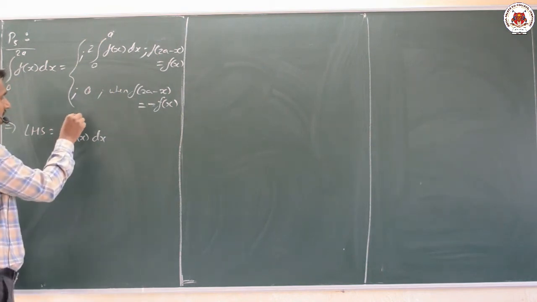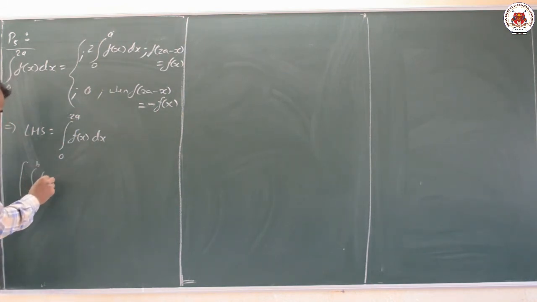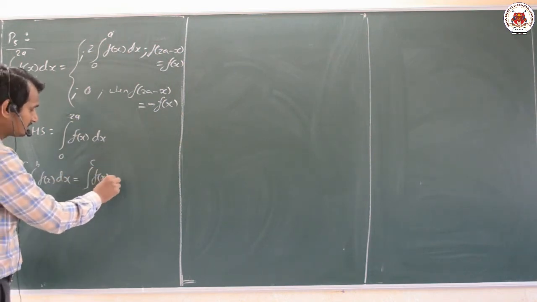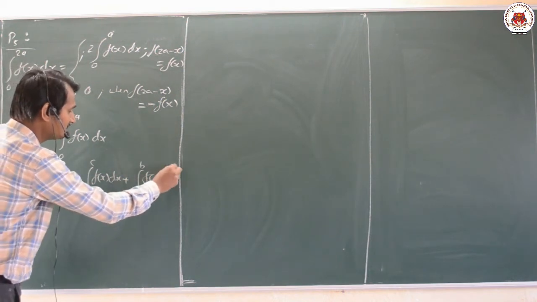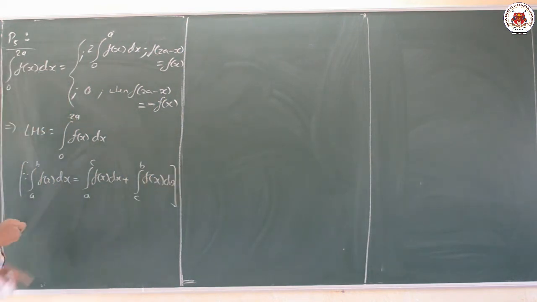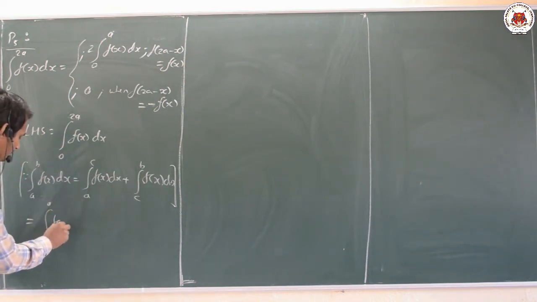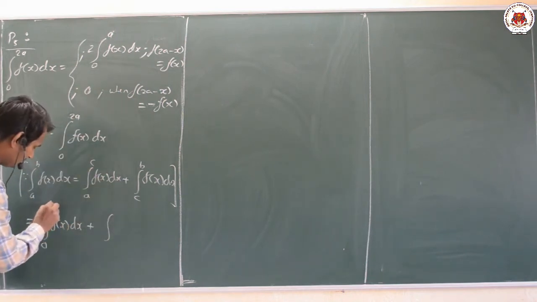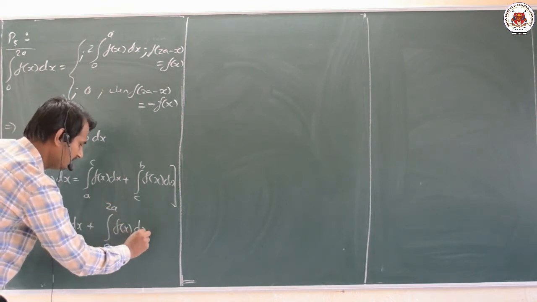That means here I will make use of the property: the integral from a to b of f of x dx equals the integral from a to c of f of x dx plus the integral from c to b of f of x dx. This particular property we will make use of. According to this, we can write 0 to a of f of x dx plus the integral from a to 2a of f of x dx.